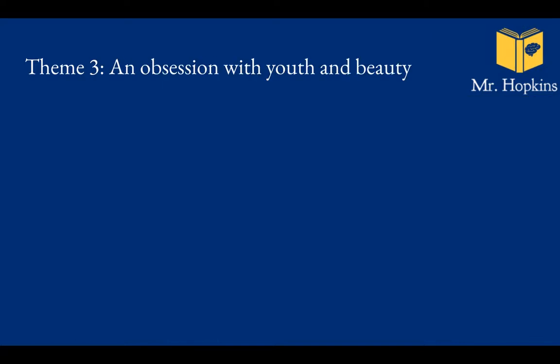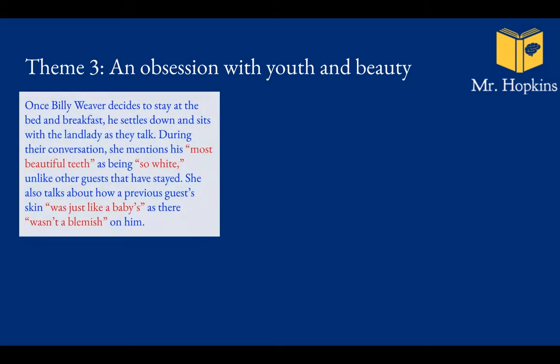Let's look at a third example. This was for theme 3, an obsession with youth and beauty. This was my example. Once Billy Weaver decides to stay at the bed and breakfast, he settles down and sits with the landlady as they talk. During their conversation, she mentions his most beautiful teeth as being so white, unlike other guests that have stayed. She also talks about how the previous guest's skin was just like a baby, as there wasn't a blemish on him. This is an example of an obsession with youth and beauty. These perfectly white teeth, skin like a baby.